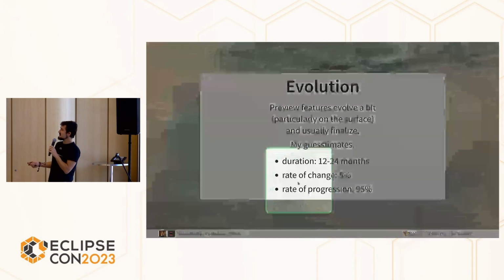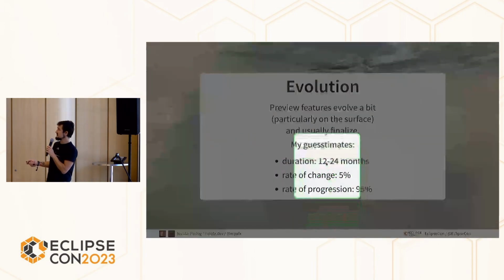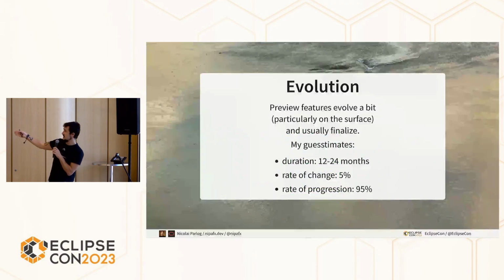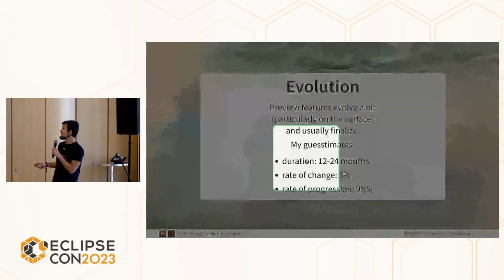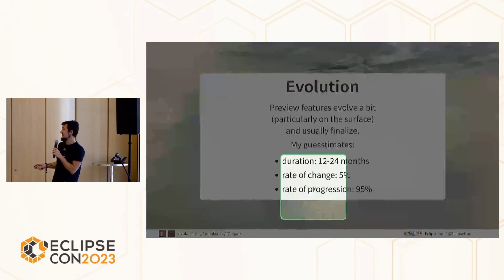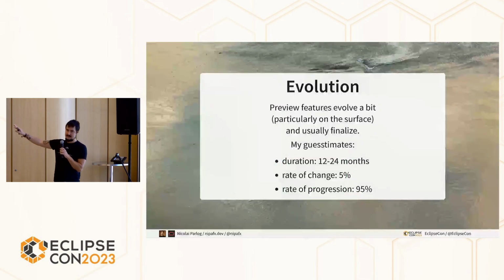And I'm going to ask for each of these steps, sorry, I'm going to guess these 3 numbers. How long does it take for a feature in this stage to get to the next stage, so to finalize in this case? How much does it change during that time, and how many of them actually make the jump? And clearly, many of these numbers are just gut feelings and guesses, right? So some of them I can look up. Duration is usually 1 to 2 years. That's based on actual numbers that you can look up.